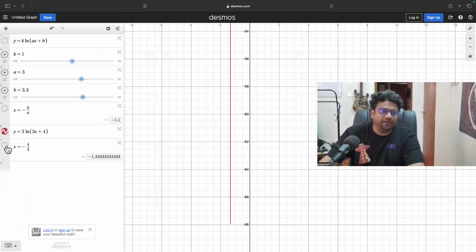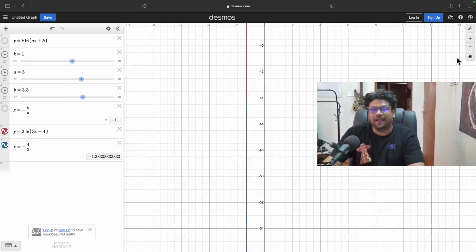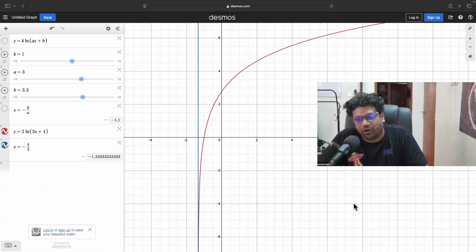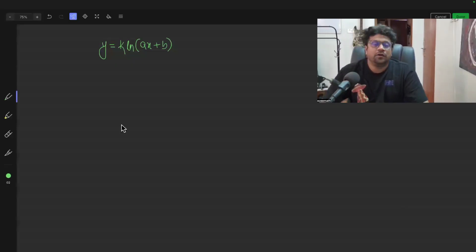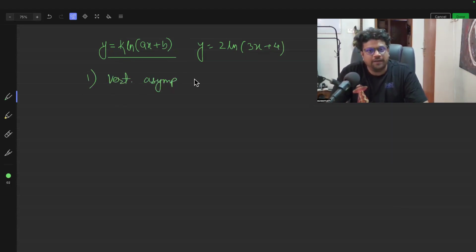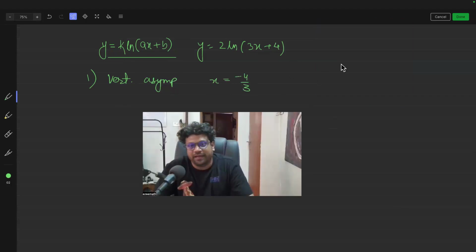That's your guideline to the curve, x equal to minus 4 by 3. So that's your location for the vertical asymptote of logarithmic curves. When y equals k ln ax plus b, we took an example 2 ln of 3x plus 4. We saw that the vertical asymptote is supposed to be at x equal to minus 4 by 3. On a general basis, it's going to be x equals minus b by a.